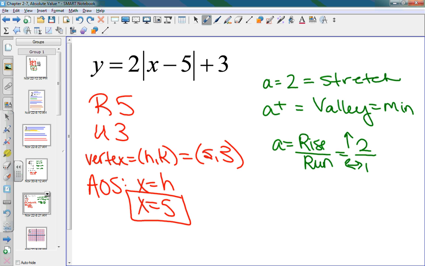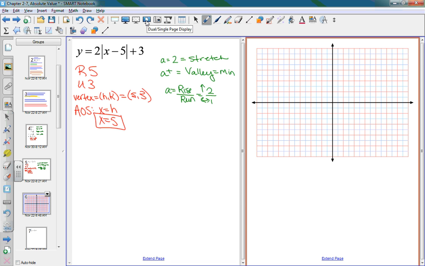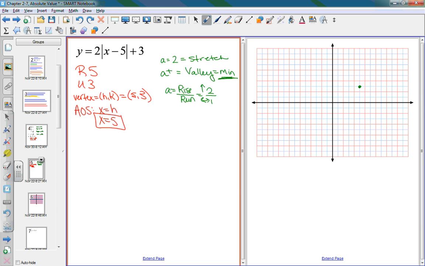So I'm going to come over here to my graph paper, and I'm going to graph all this information. So what do I have to start off with? I have to graph first my vertex. Let me graph the point (5, 3). There's my vertex. Now, what do we know about my vertex? Is it a valley or a mountain? Valley. It's a valley, which means my vertex is actually going to be a minimum value. Do we understand that?